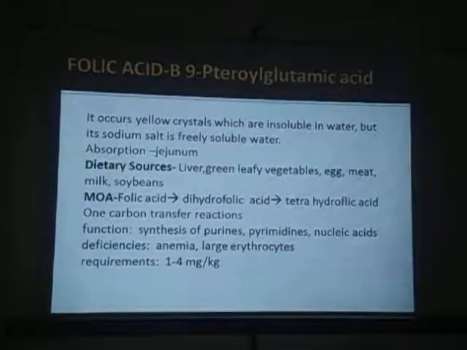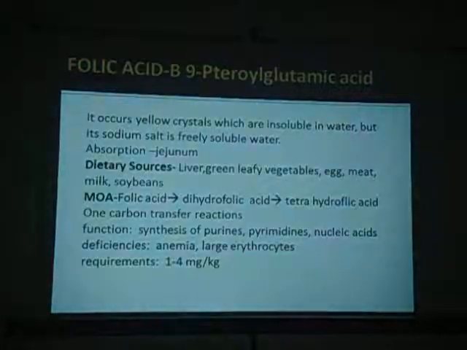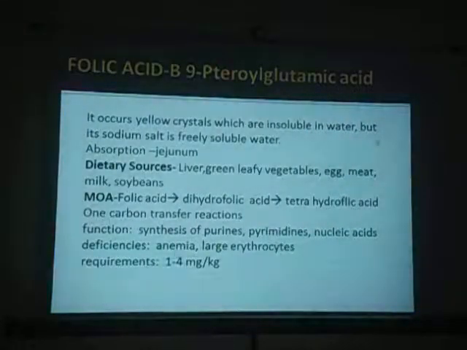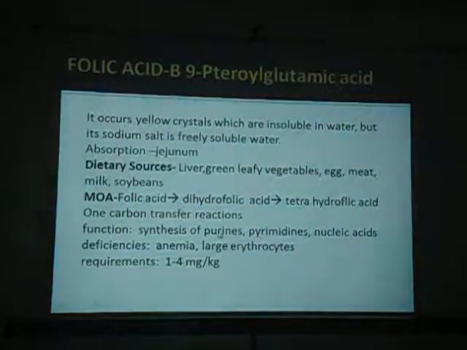megaloblastic anemia. Have you heard of this megaloblastic anemia? This is a type of anemia where big RBCs are seen in the peripheral smear. This is because of immature RBCs. It is absorbed from the jejunum part. Dietary sources are liver, green leafy vegetables, egg, meat, milk, soybean, all these are there.